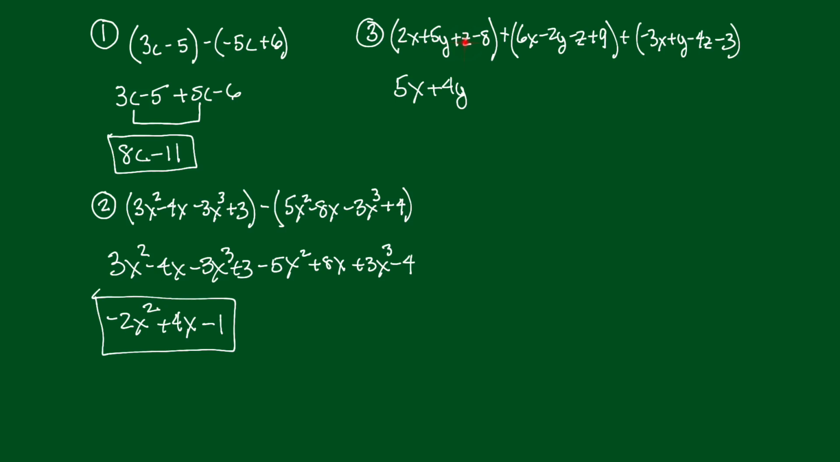Now, what about z's? Well, I start with 1. Then I lose 1, so now I'm at 0 z's. But then I lose 4. So I'm down 4, right? I'm at what? 1 minus 1 is 0, and then minus 4. So I'm down 4 z's. And then constants. I'm down 8. I get 9, so I'm up at 1. And then I lose 3, so I'm down 2.